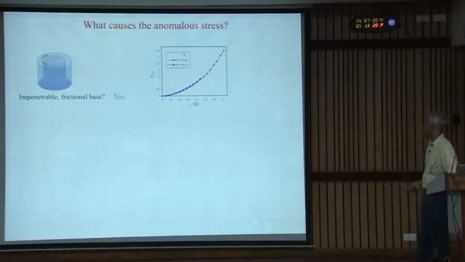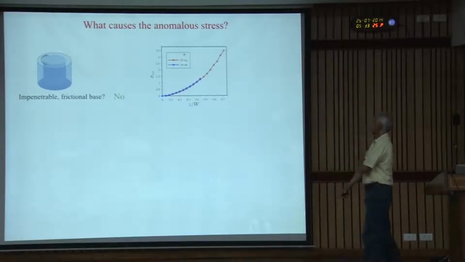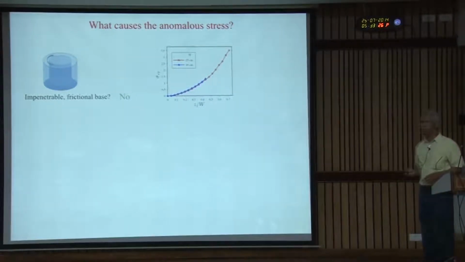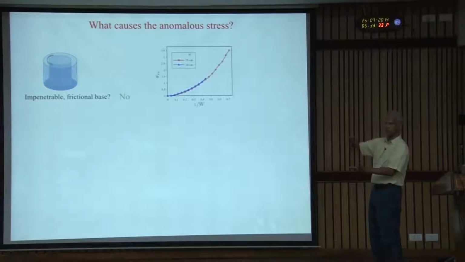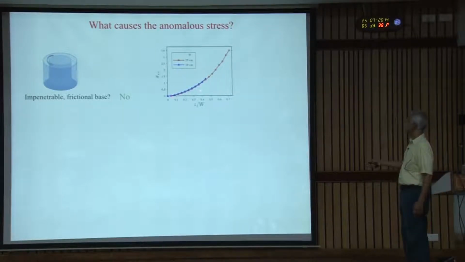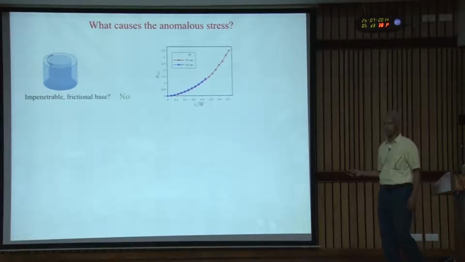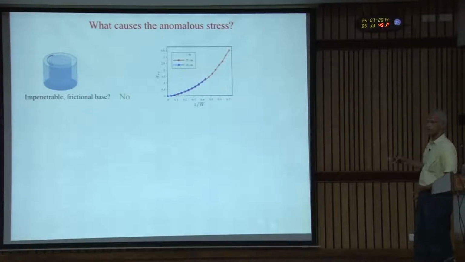So, what is the reason for this anomalous behavior? So, could it be the impenetrable frictional base? Well, if you do the experiment for two different column heights, the stress profiles essentially fall on each other. Okay, so clearly the column height has very little to do with this anomalous behavior, and we've done it for other column heights.